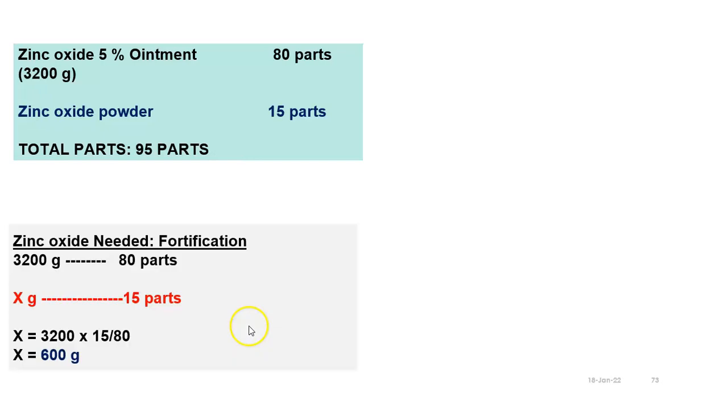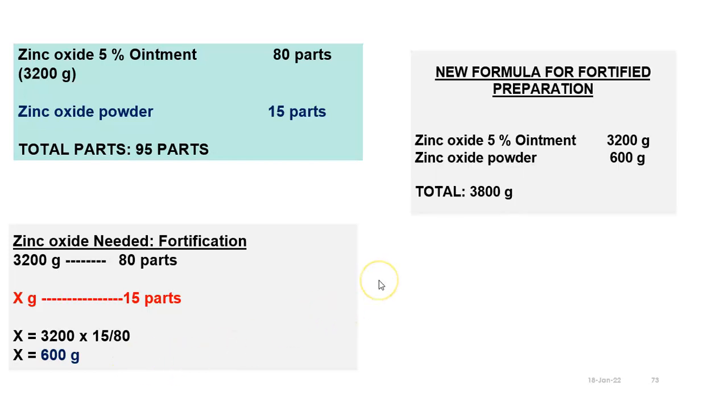Now, let's look at it. 80 parts represent 3,200 grams. So 15 parts of zinc oxide powder is 600 grams. And believe it or not, you're finished, right? So that's the new formula. The new formula is 3,800 grams.